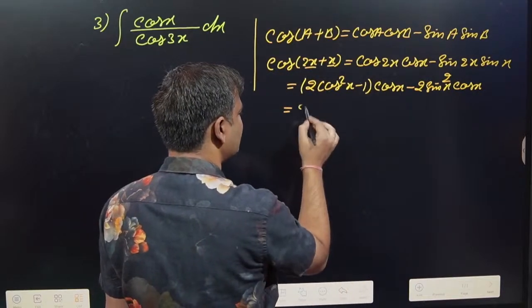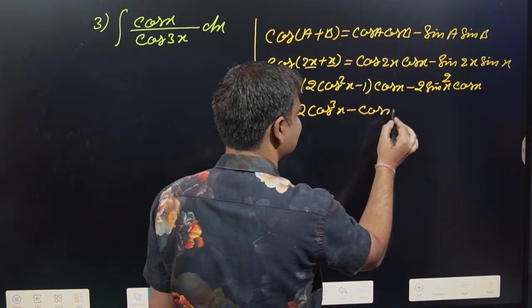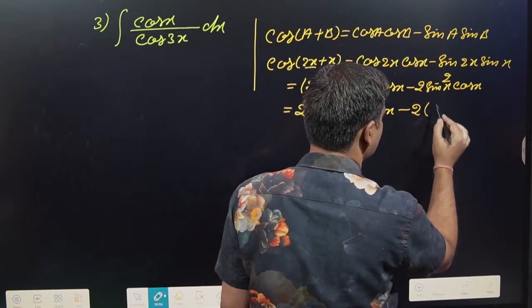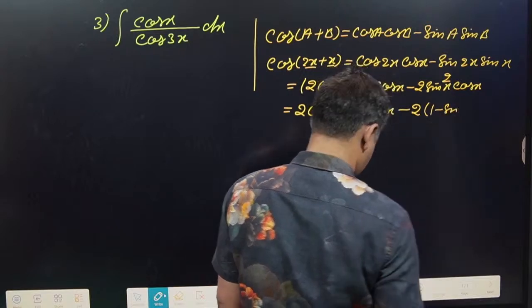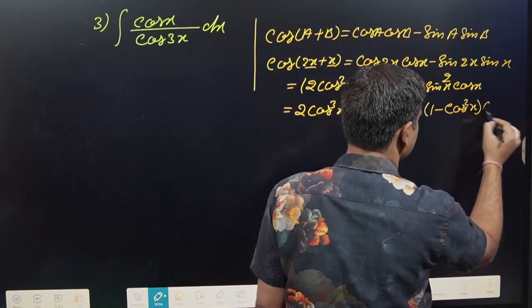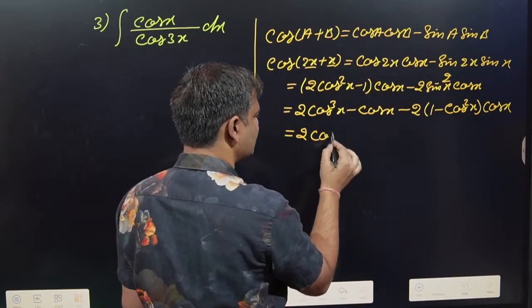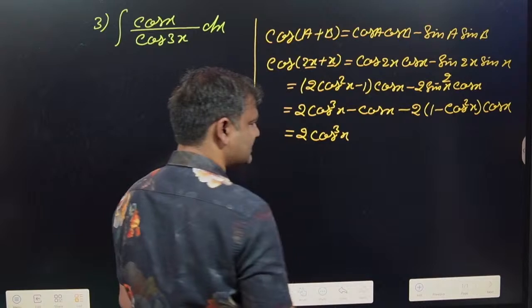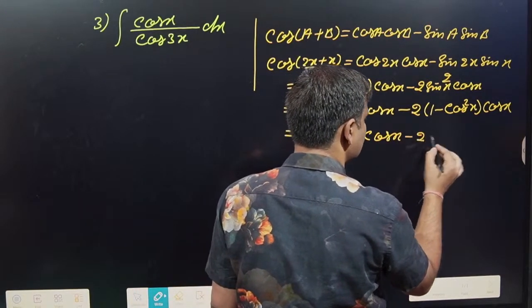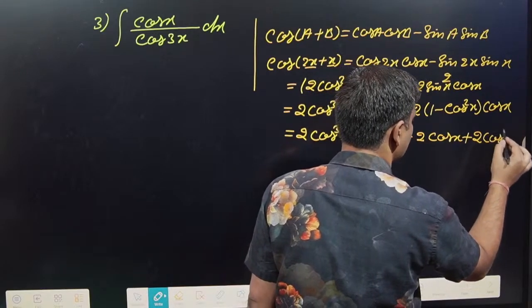Then we got 2 cos cube x, and here minus cos x, and this one is written as 2 into 1 minus cos square x into cos x. So you can say that 2 cos cube x minus cos x minus 2 cos x plus 2 cos cube x.